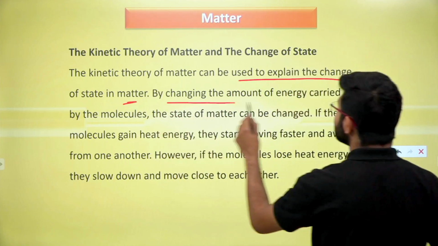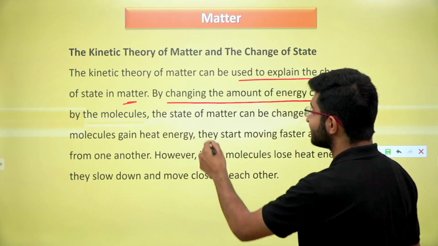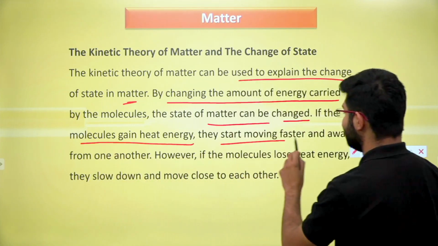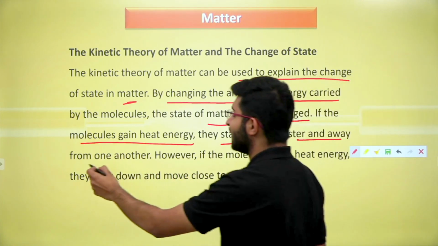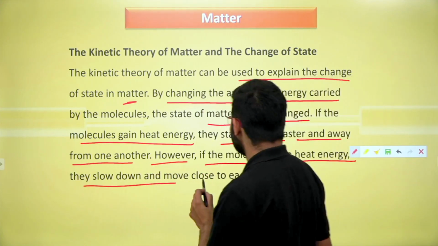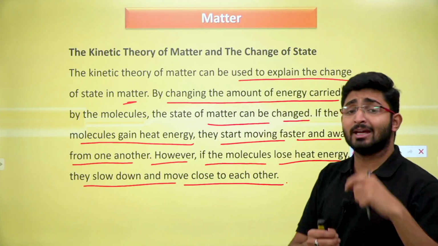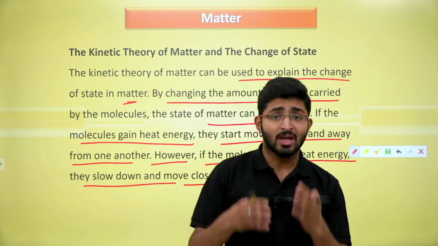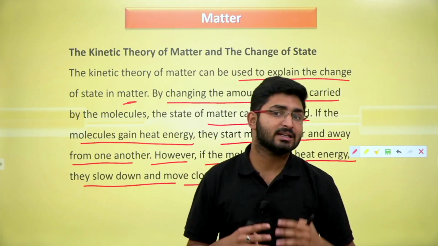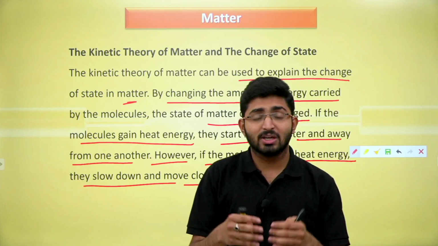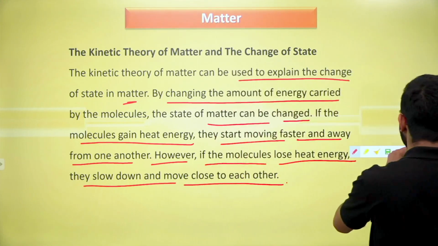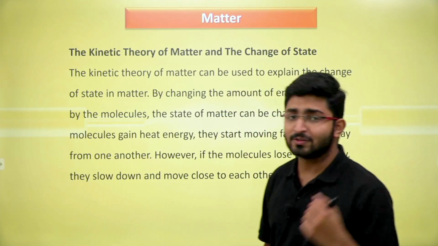So the kinetic theory of matter can be used to explain the change of state in matter. By changing the amount of energy carried by the molecules, the state of matter can be changed. If the molecules gain heat energy, they start moving faster and away from one another. However, if the molecules lose heat energy, they slow down and move close to each other. If the molecules are releasing heat energy, they will come back close to each other. But if the molecules are gaining heat energy, or kinetic energy, they will move apart from each other. So this is the interlink of kinetic energy with the change of state of matter.